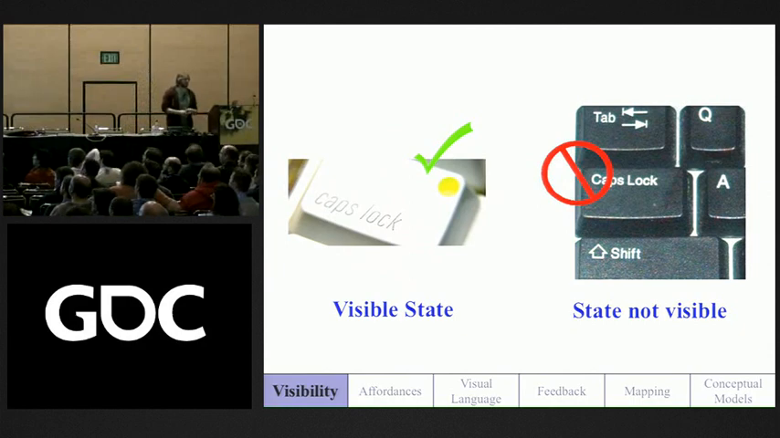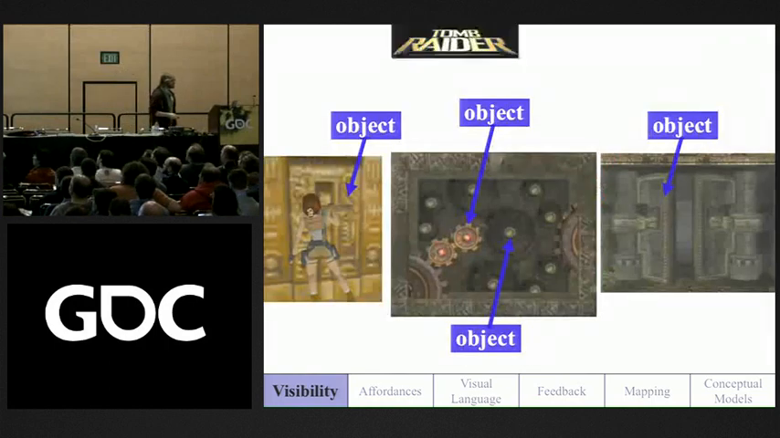Visible state: this caps lock button on the left has a little thing that goes on and off, and a light. So that's got very clear visible state. Whereas the one on the right just pops right back up when you hit it. It does not have visible state.